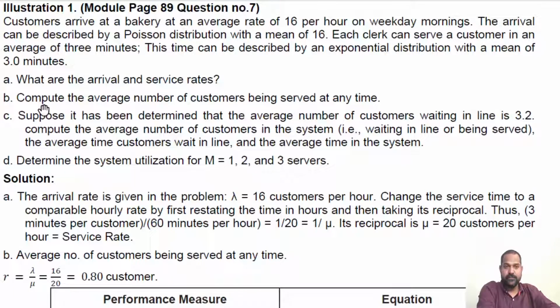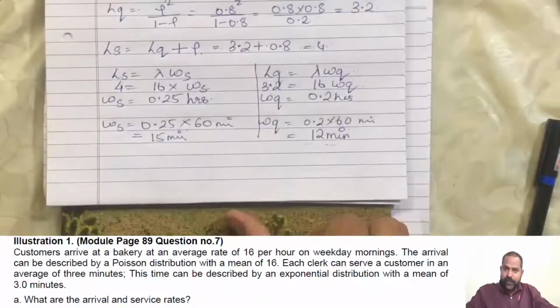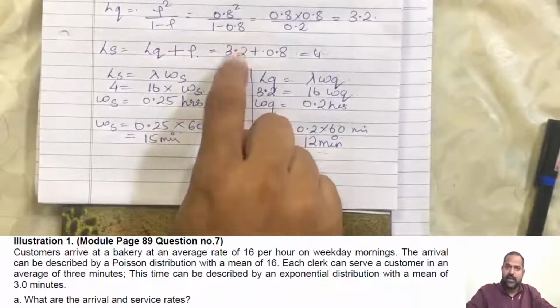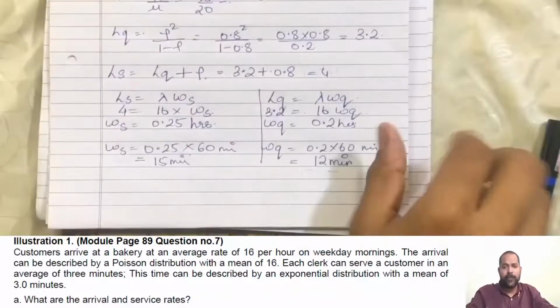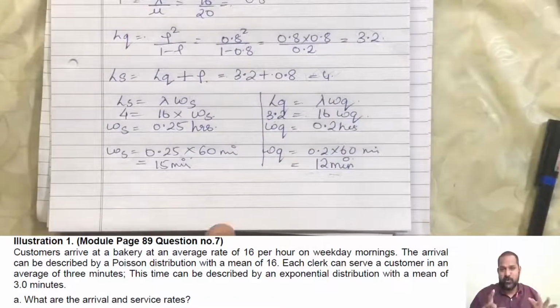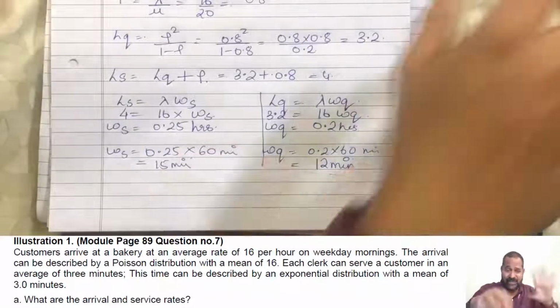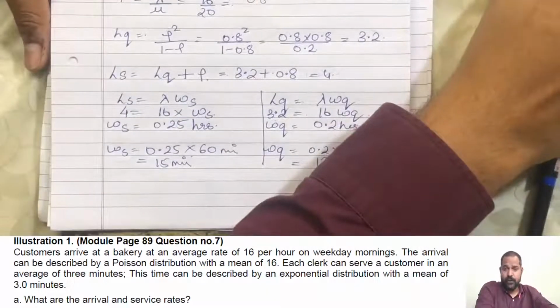Let's come to C. Suppose it has been determined that the average number of customers waiting in line is 3.2. Why have you given me this data? Can't I find the average number of customers waiting in the queue? Didn't we find it? Yes, we did, and the answer is 3.2. Why did you have to separately give it to me? I could find it. But that's okay. Now they've given it, we've also found it. Tallies, whatever. Let's go back.